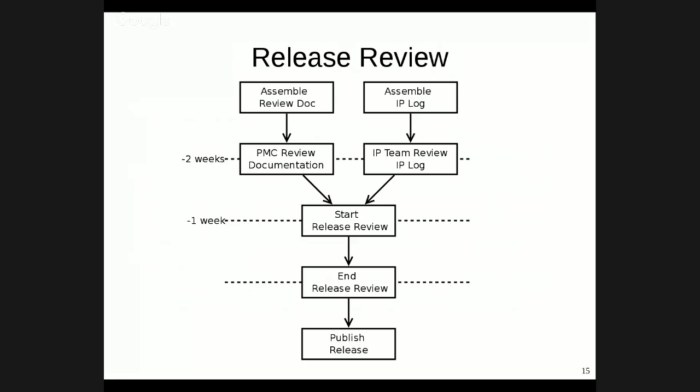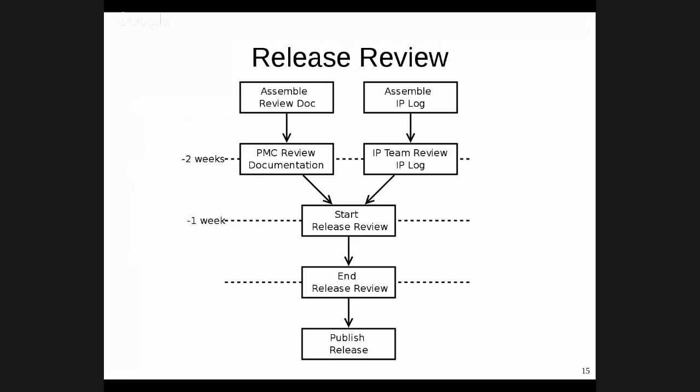But there's a few fields in there. Major changes to APIs should be captured. If there are specific issues with security, those need to be captured. One of the things I do look for is evidence of community development with releases. So the documentation needs to be assembled and forwarded to the PMC via their mailing list. In parallel, the IP log needs to be assembled.